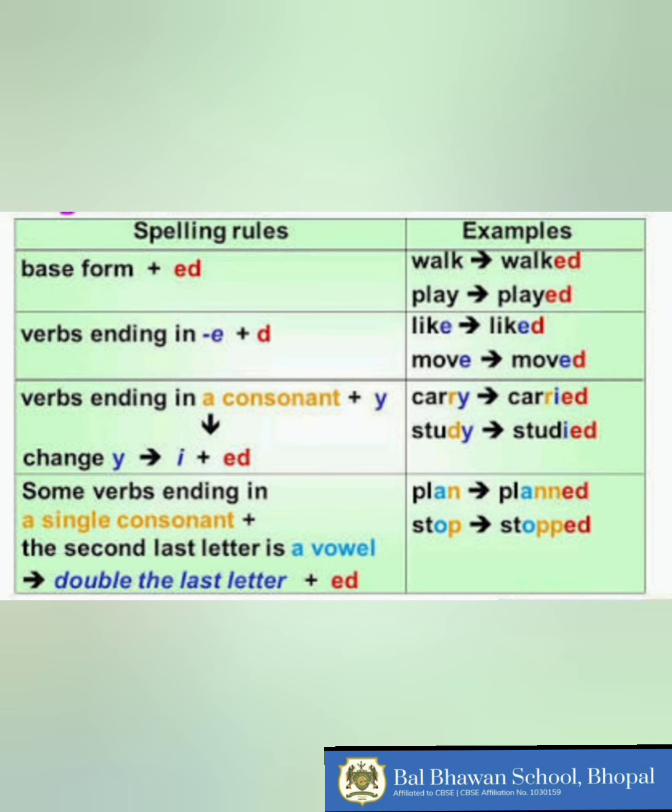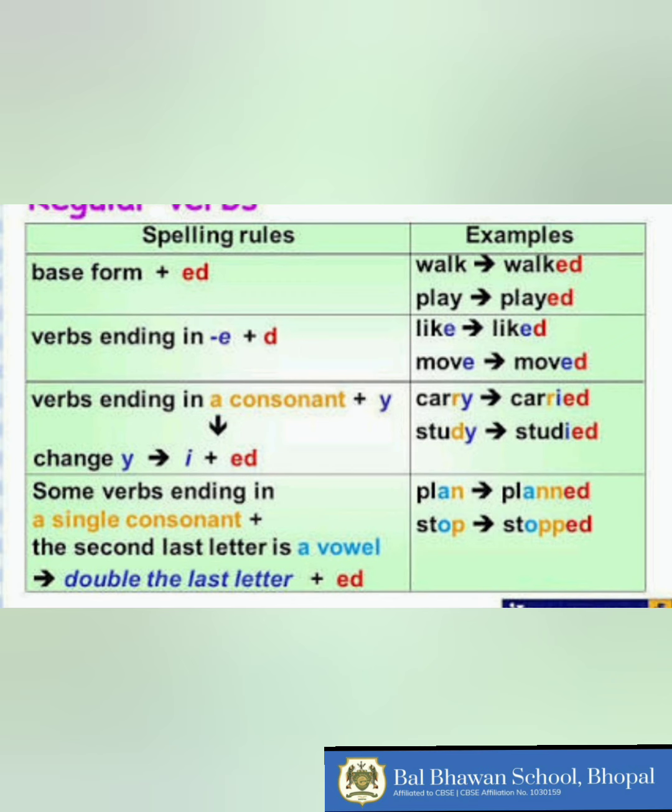According to the spelling rules, when the verb ends in e, only d will be added. So like will become liked, move will become moved. When the verb ends in a consonant plus y, the y is changed into i and then ed is added to it. For example, carry becomes carried and study becomes studied.